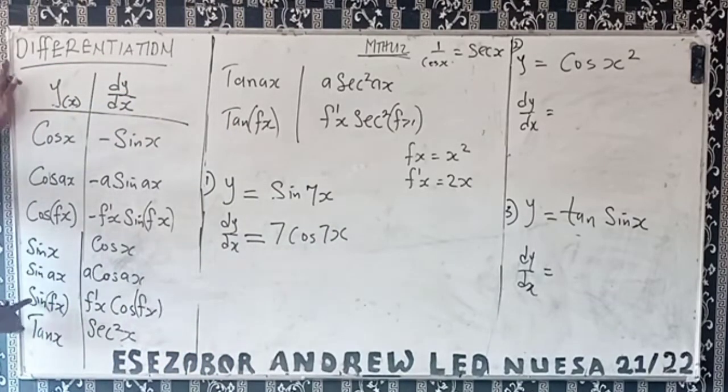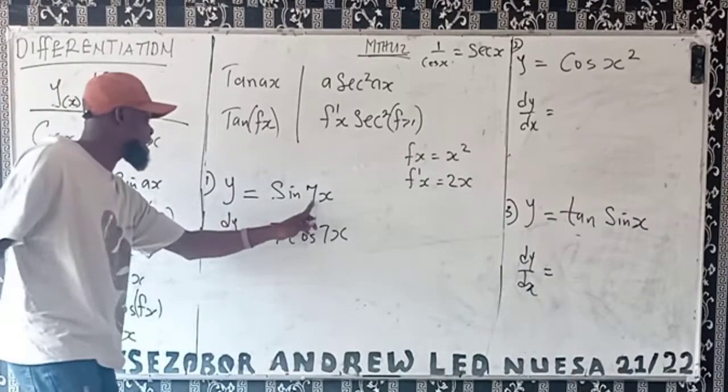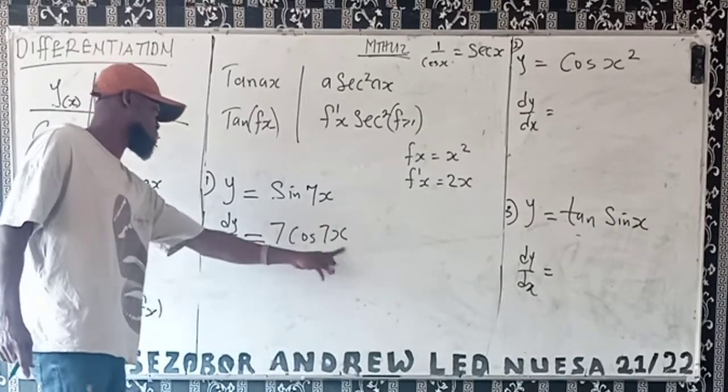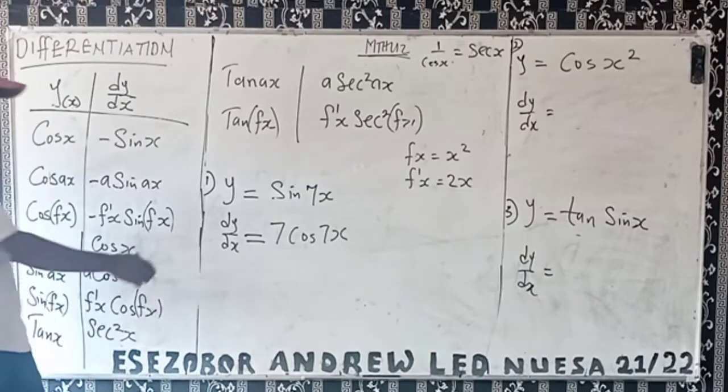Or you can also use the general term. You say if I have sin of a function of x, that will be differentiating this function first, then you want to differentiate this sin to have cos of the function of x. So if I differentiate this 7x, I'm going to have 7. Differentiate this sin, I'm going to have cos 7x. Come back. So look at it.